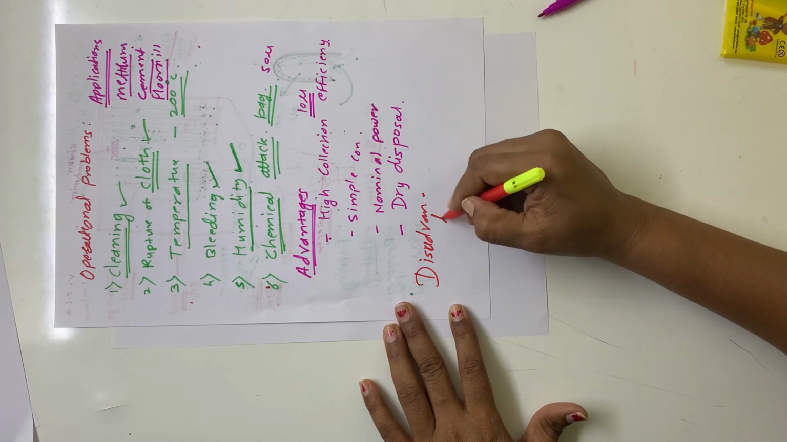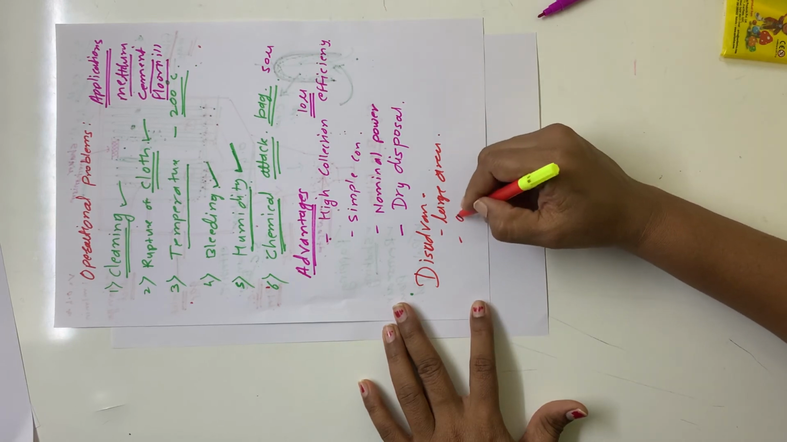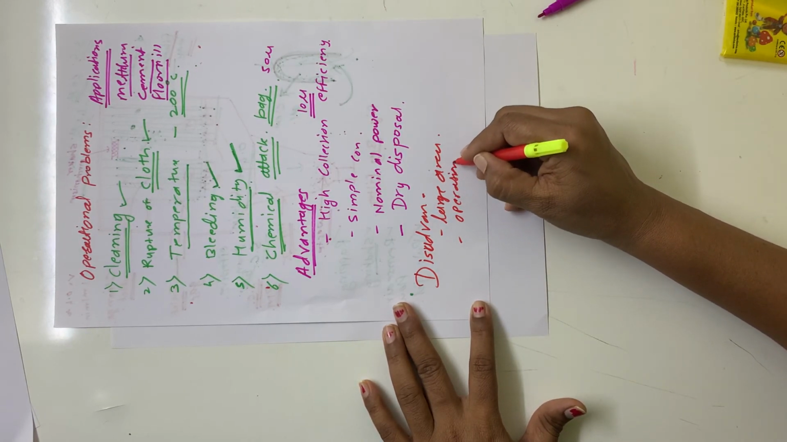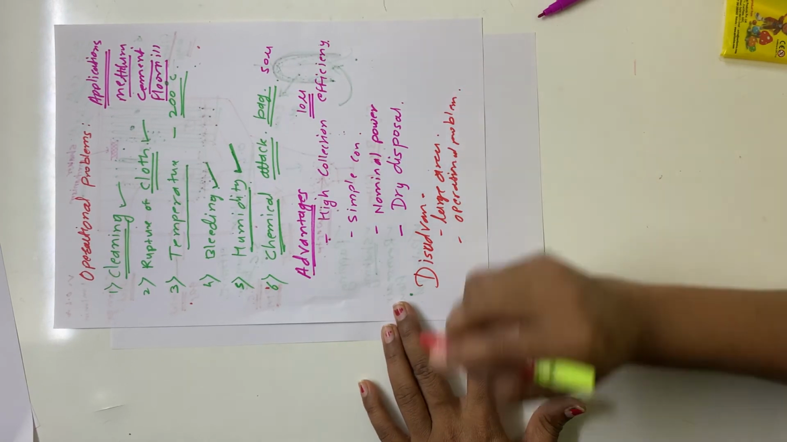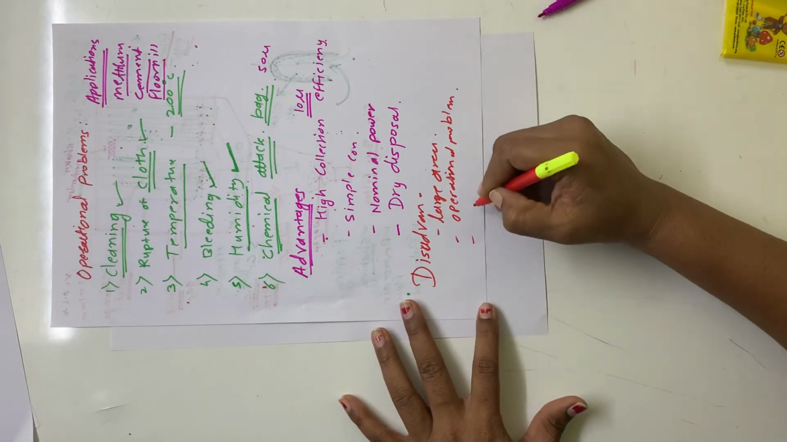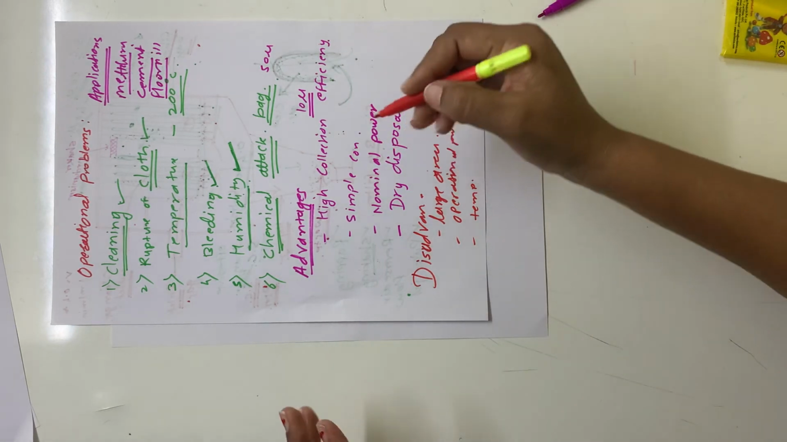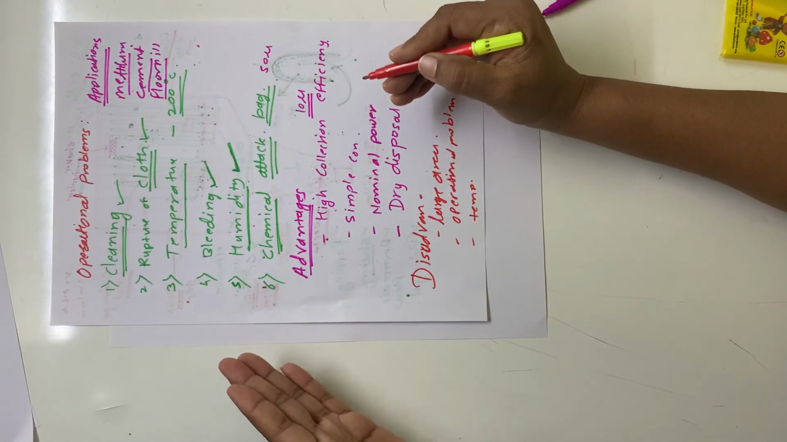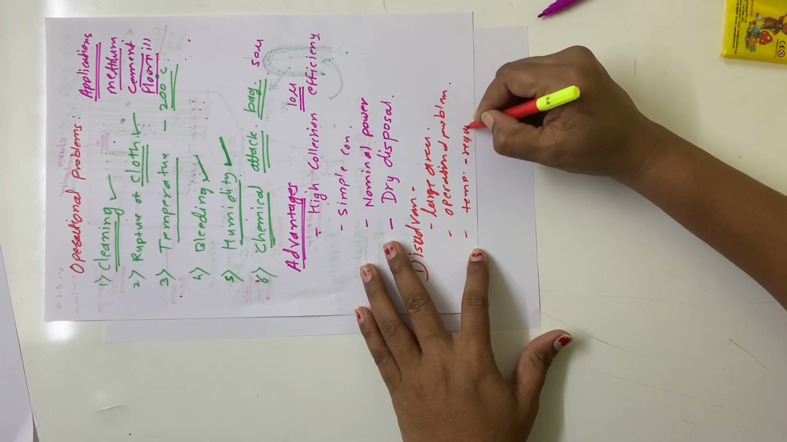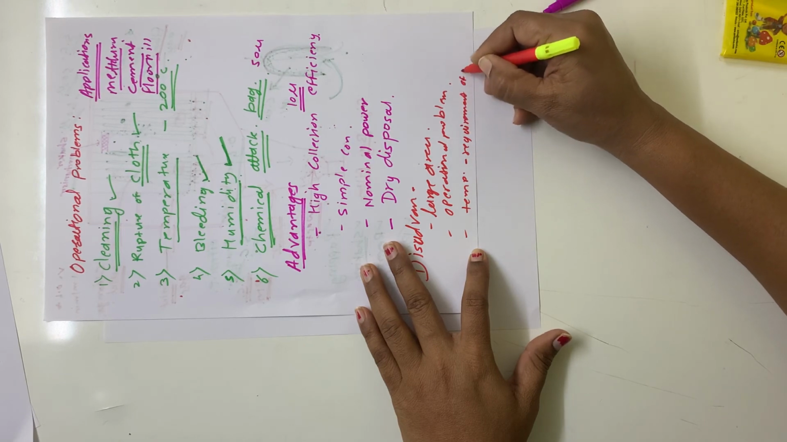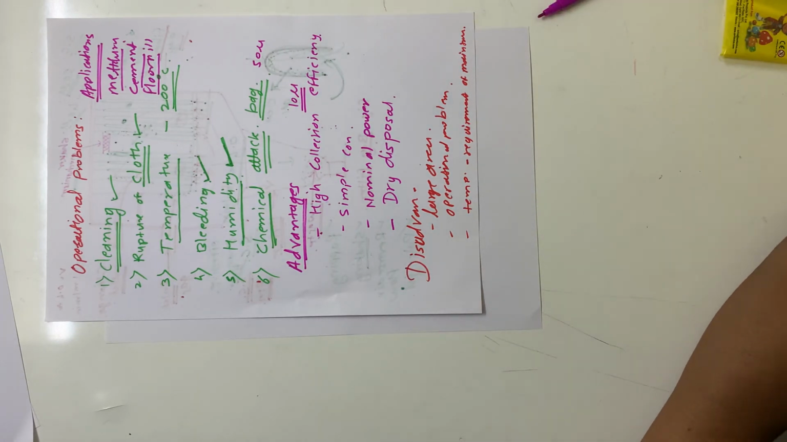Disadvantages. A very large area is required, and there are different operational problems. Then there is also an operating limit with respect to temperature. And as there are multiple units added, there is a requirement for maintenance. So these are the disadvantages of the bag filter.